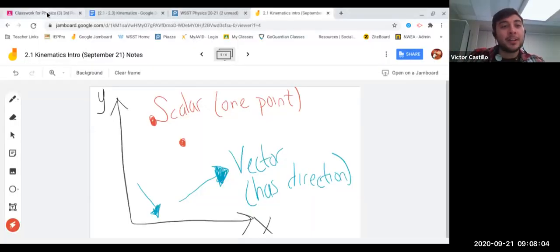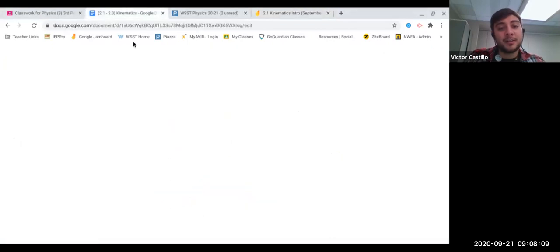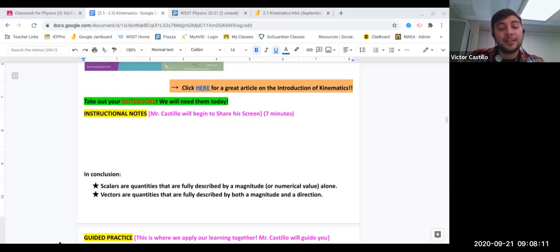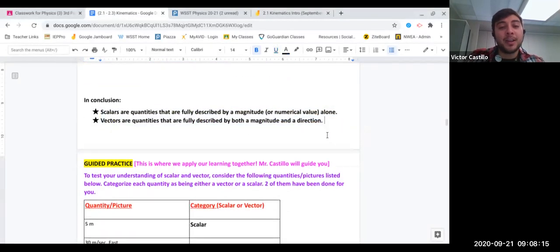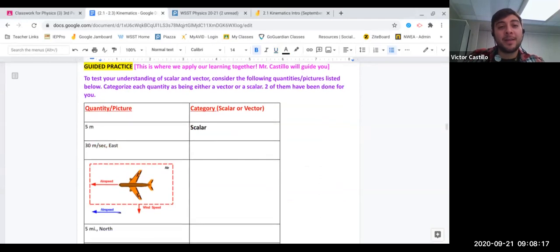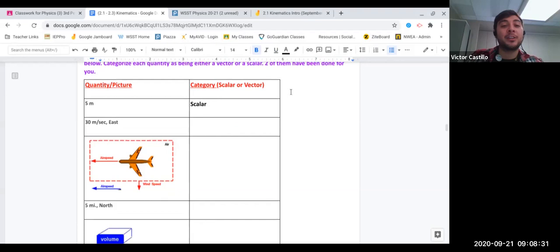Okay. Well, let's check out the guided practice. So I have the conclusion right here of the notes in case you need to check them out. But let's go to guided practice, okay? It says, to test your understanding of scalar and vector, consider the following quantities/pictures listed below. Categorize each quantity as being either a vector or a scalar. 2 of them have been done for you. So I've already done 2 of them.